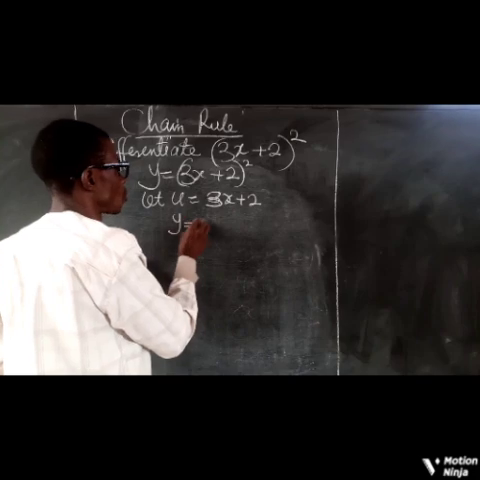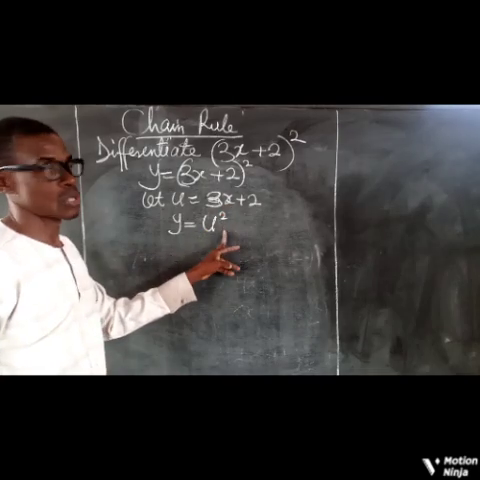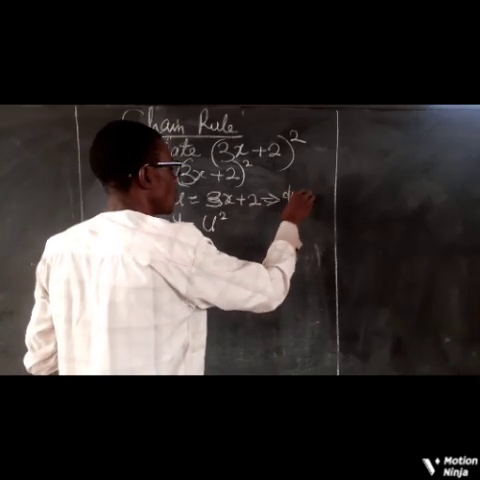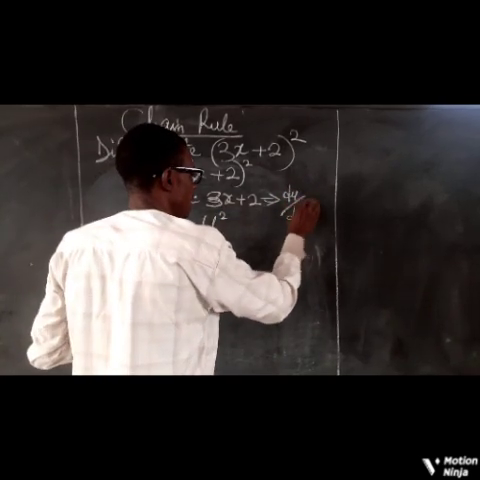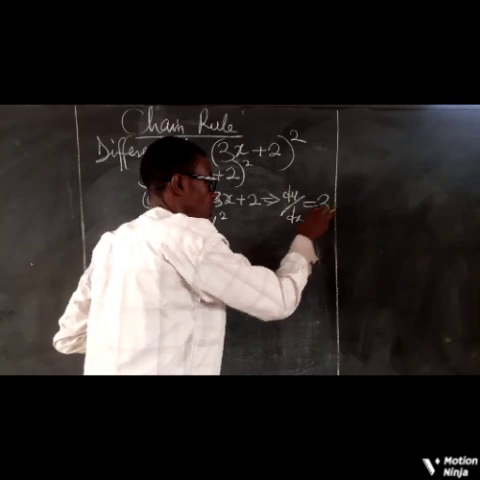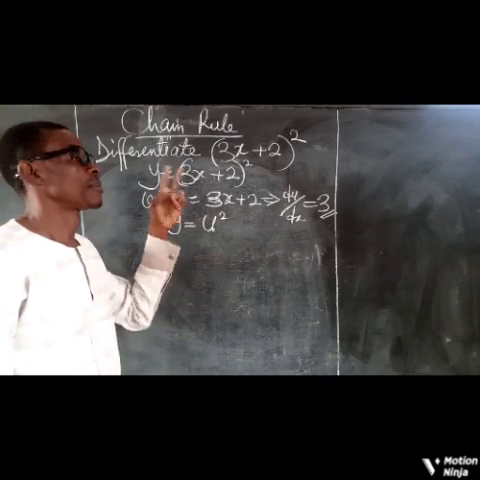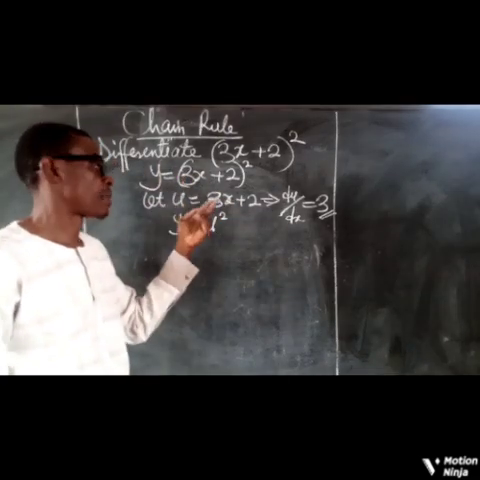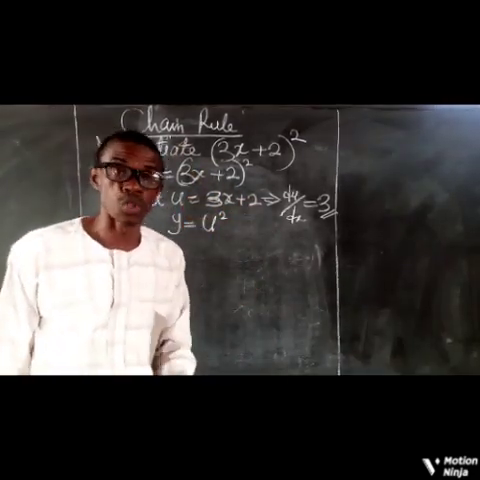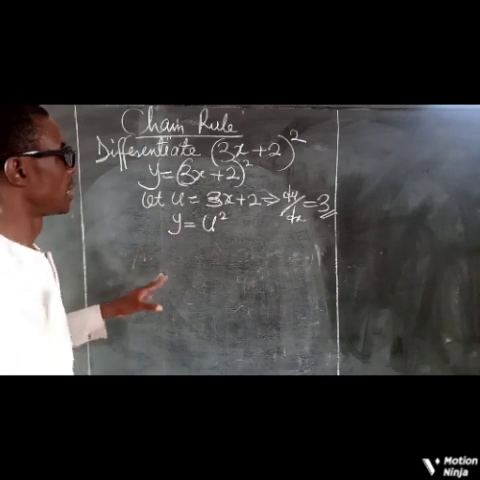If this is u, then y will be equal to u squared. With this, we can differentiate this and differentiate this. Now we can say that du over dx, that is differentiating u in terms of x, will be 3. I've talked about this method before in the first and second videos. When you differentiate a letter with a coefficient, the answer becomes the coefficient. When you differentiate a constant, the answer is 0. So let's go ahead.